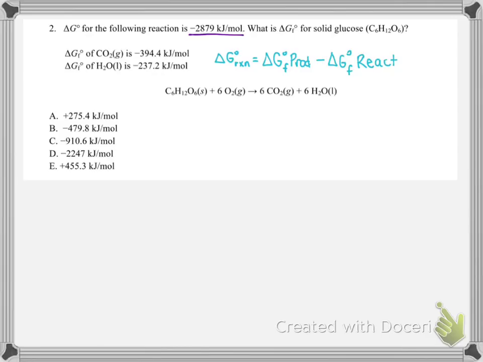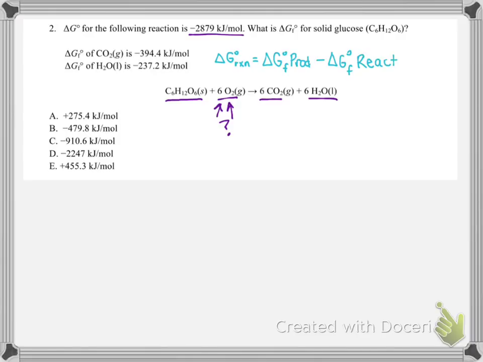the free energy of formation of a few of our molecules, our carbon dioxide and our water, and we're looking for the free energy of formation of glucose. Now, wait a minute. Anytime we want to relate the free energies of formation with the free energy change of the reaction, we can use the products minus reactants rule, as indicated here. But we're not given the free energy of formation of O2 gas. Or are we?